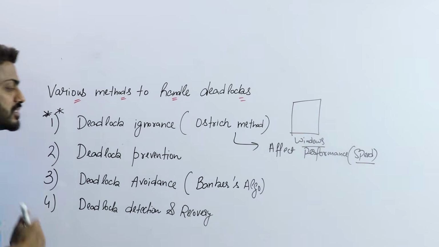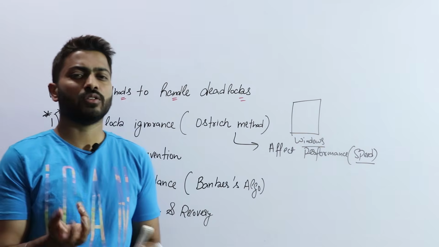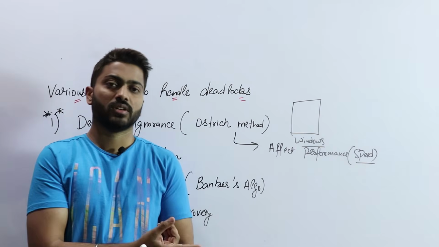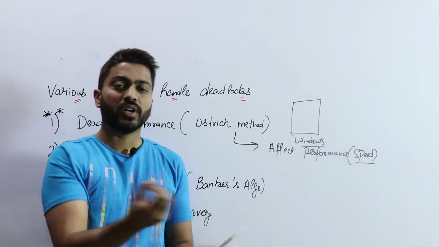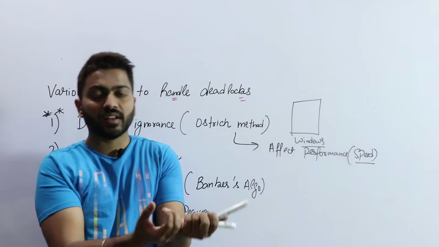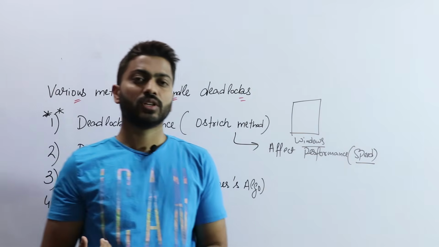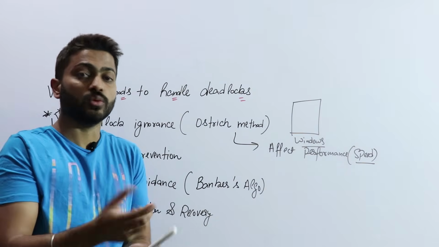The second method is deadlock prevention. The concept of deadlock prevention is like a normal, very important phrase: prevention is better than cure. The method is, at the time when the deadlock occurs, we try to find the solution. Better is, before the deadlock occurs, we try to find some solutions. So what are the preventions we can do?